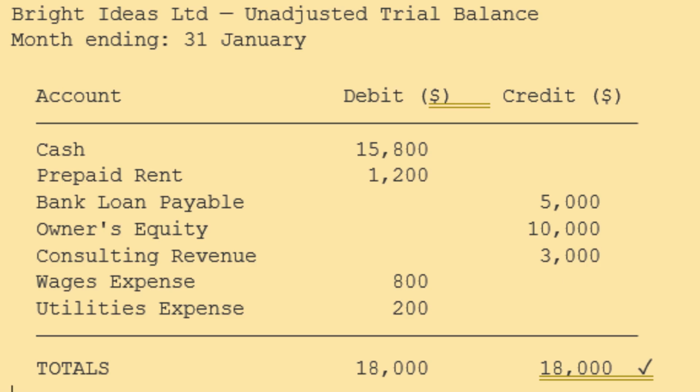How to build a trial balance? Building a trial balance is straightforward. You go through the general ledger, list every account, write down its balance, and add up both columns. They should be equal. Here is what the unadjusted trial balance looks like for Bright Ideas Limited. Total debits, $18,000. Total credits, $18,000. They match. Our books are in balance.